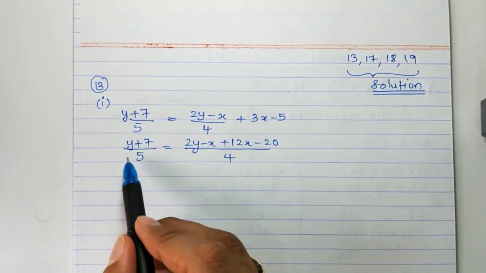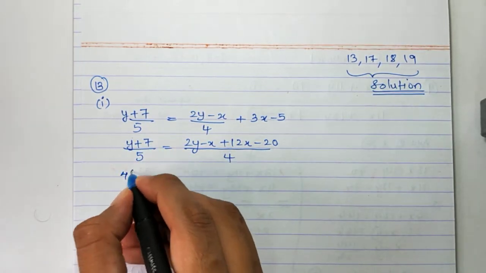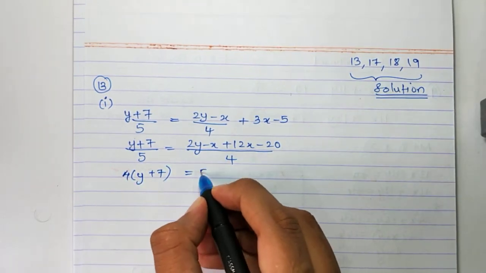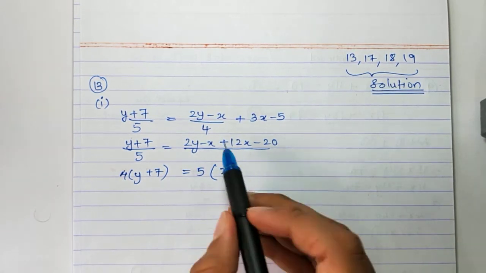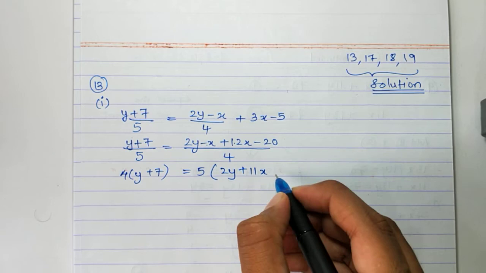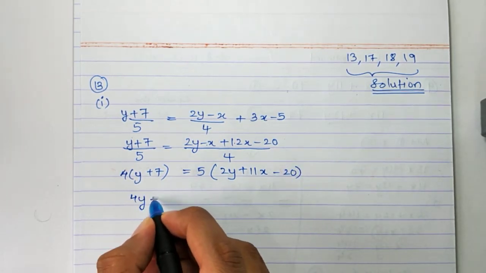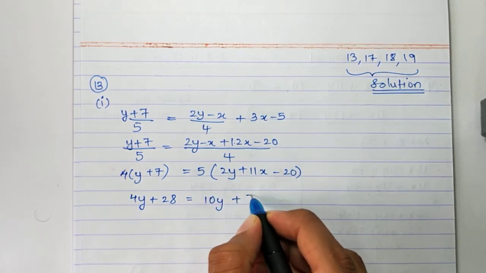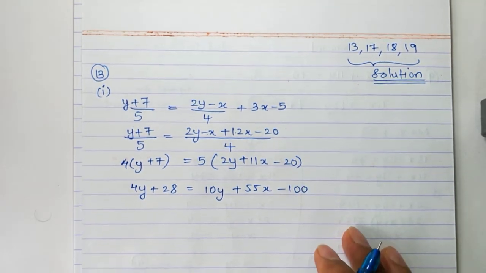Once we have a single denominator on both sides, then we will cross multiply. So this 4 will go here: 4 into y plus 7 equals, this 5 will get multiplied here. So 2y minus x plus 12x is plus 11x minus 20. So this is 4y plus 28 equals 10y plus 55x minus 100.